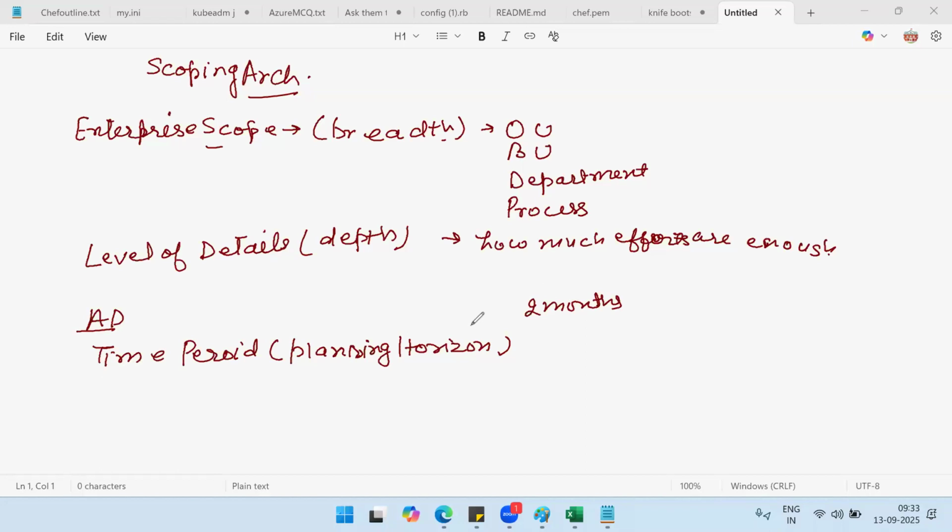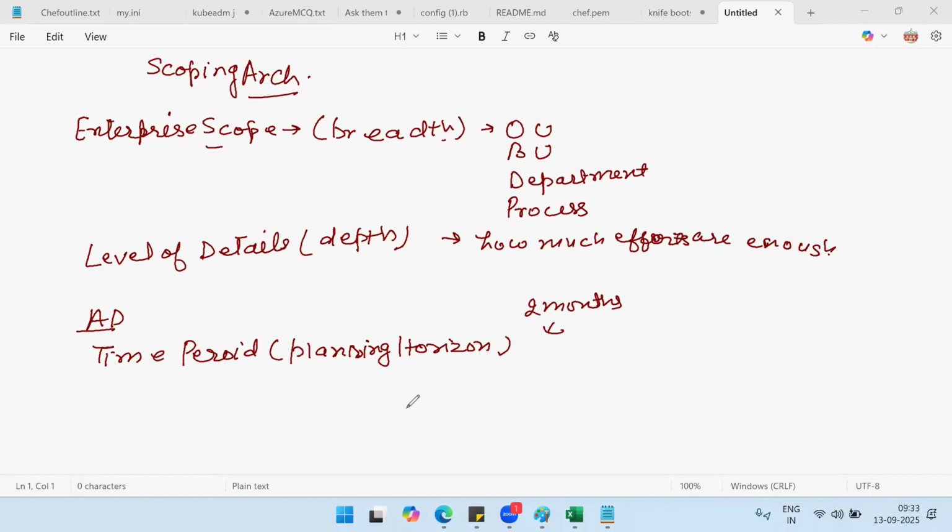So now whether it is possible or not, whether 2 months makes sense to cover the detailed architectural descriptions, that you will decide under the time period scope. Okay. So in scoping, we have discussed four things.